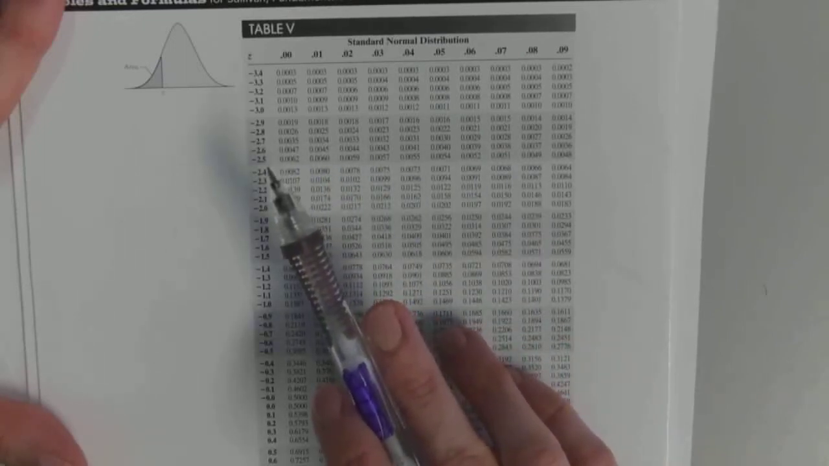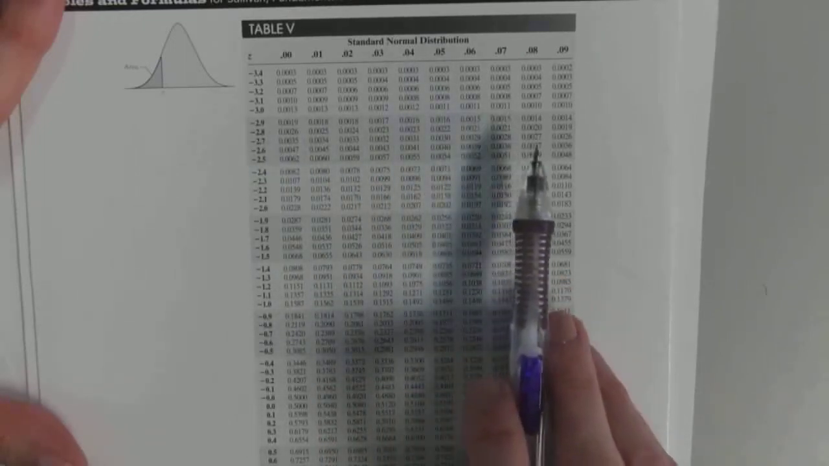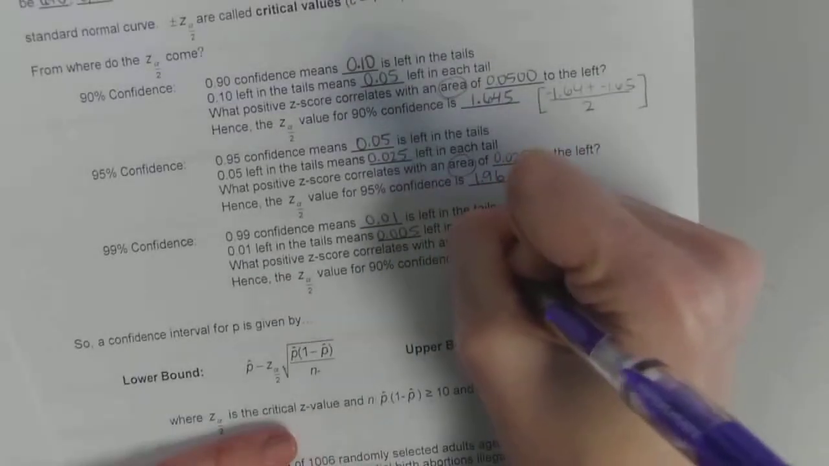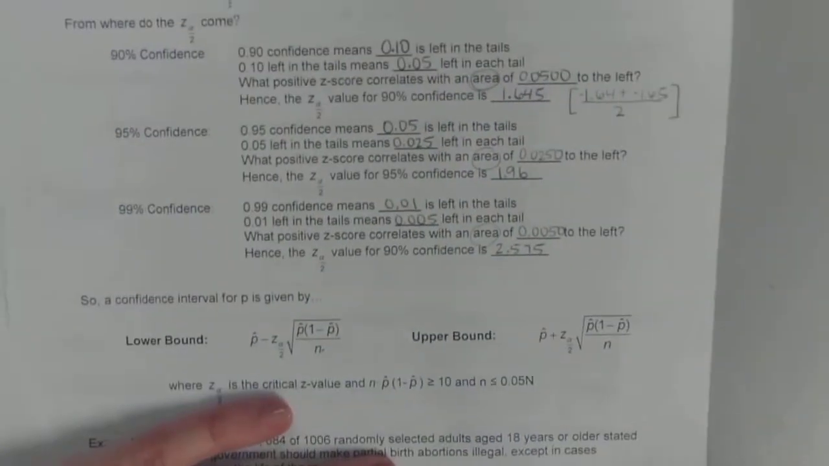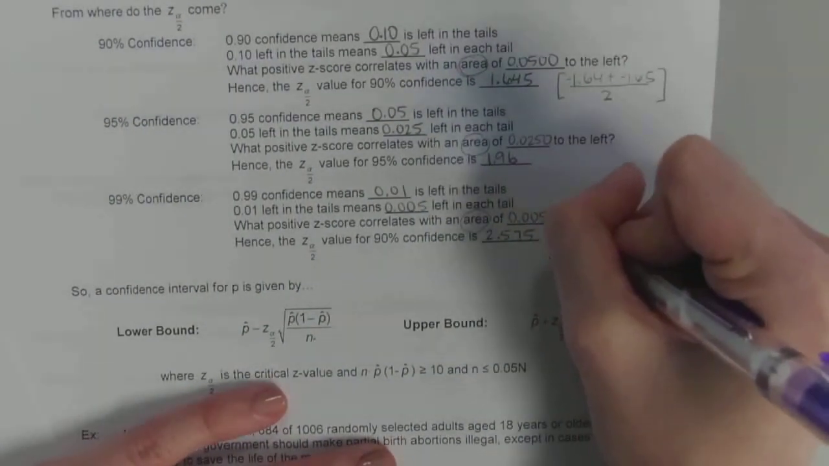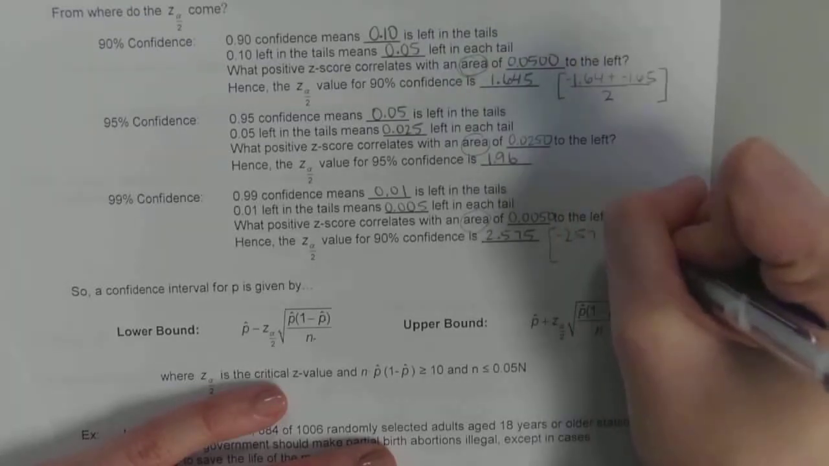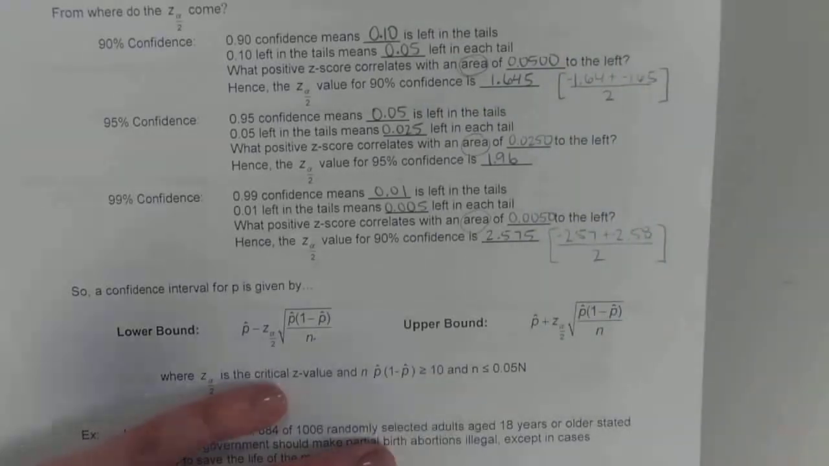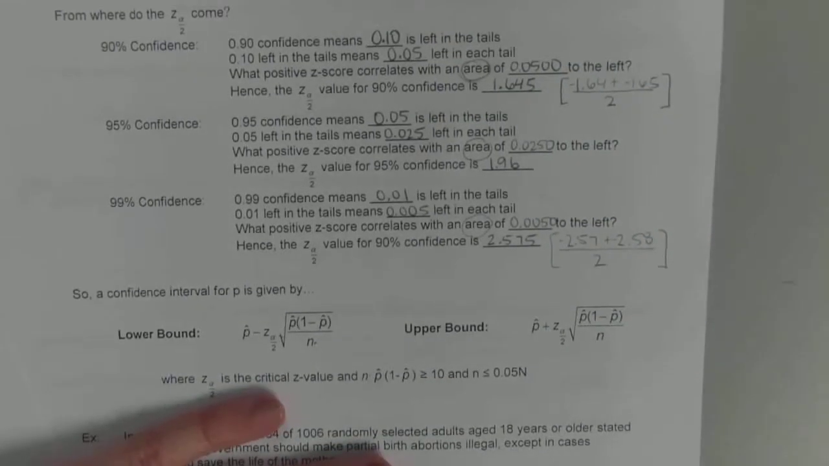So we're going to ignore the negative, and we're going to average 2.57 with 2.58. And what will that give us? 2.575. Okay, and again, we got that from averaging the two values that it's in between. I put the negatives just so you know where to look, but we really aren't using the negatives.